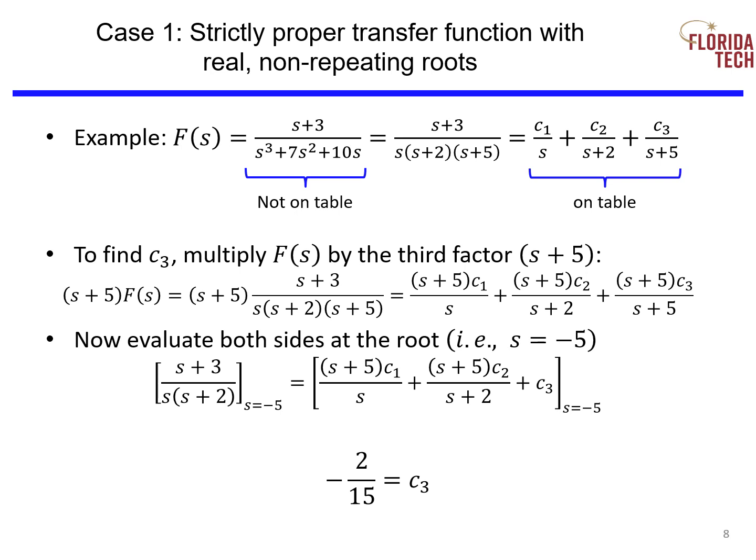To find C3, multiply f of s by the third factor, s plus 5. Now evaluate at that root, in this case s equals -5. On the right-hand side, only C3 remains, and on the left-hand side we get -2/15 after we substitute s equals -5. So C3 equals -2/15.